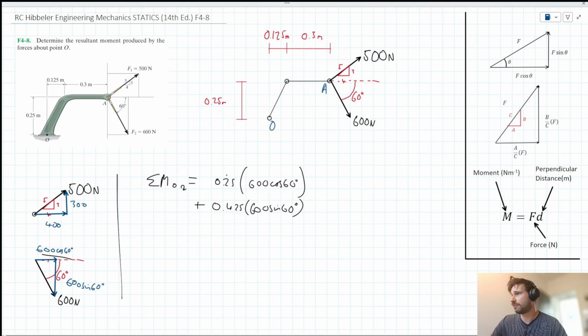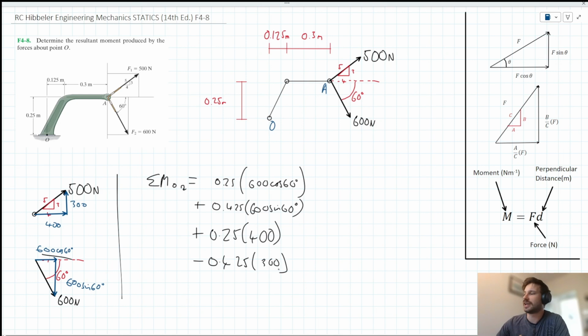Let's have a look at F1. So the horizontal component of F1 is also going to enact a clockwise moment. So that moment there would be plus 0.25 times 400, sorry, not 500. And then we would have an anti-clockwise moment from the vertical component of F1 here. And we can take the perpendicular distance again to be 0.425. So we can say minus, since it's an anti-clockwise moment, 0.425 times this vertical component here, which is 300.